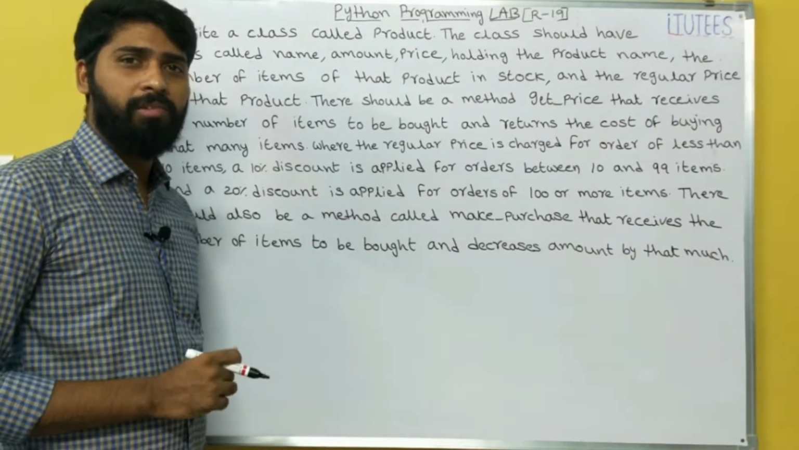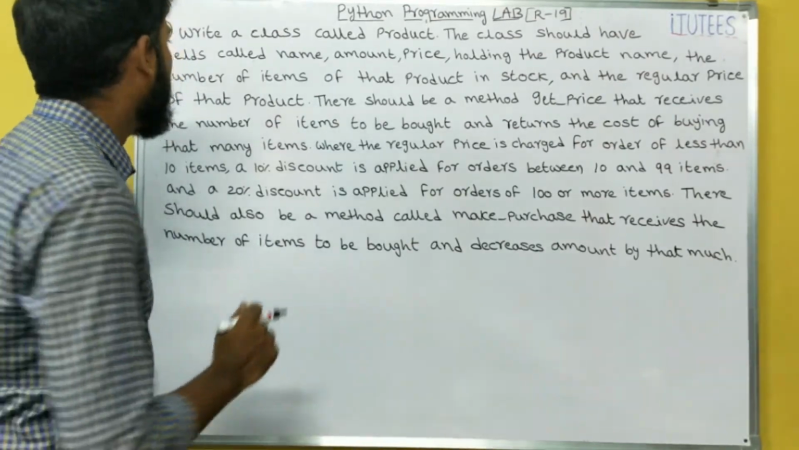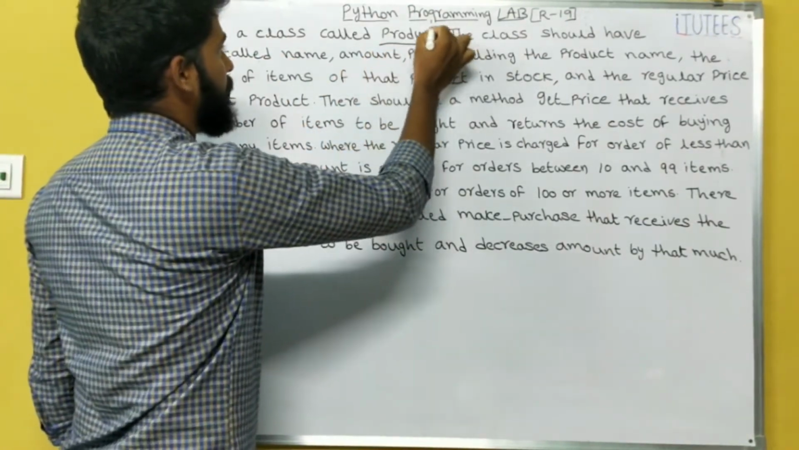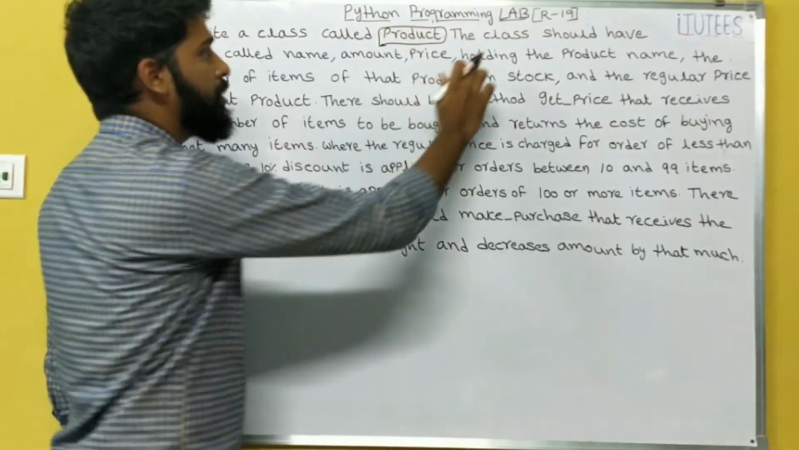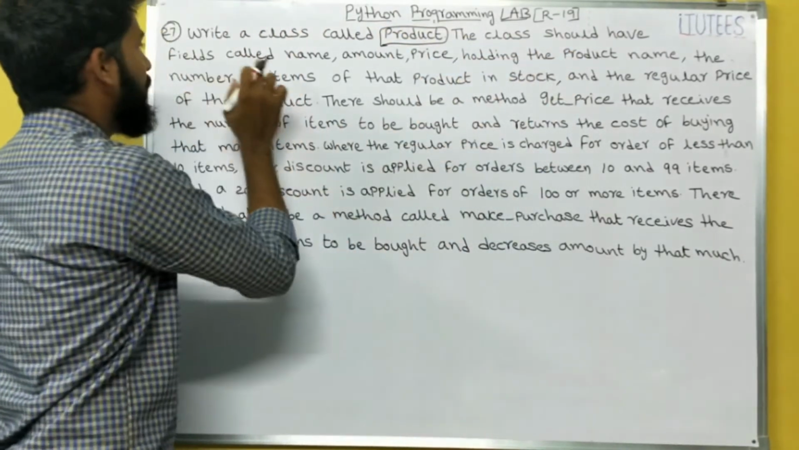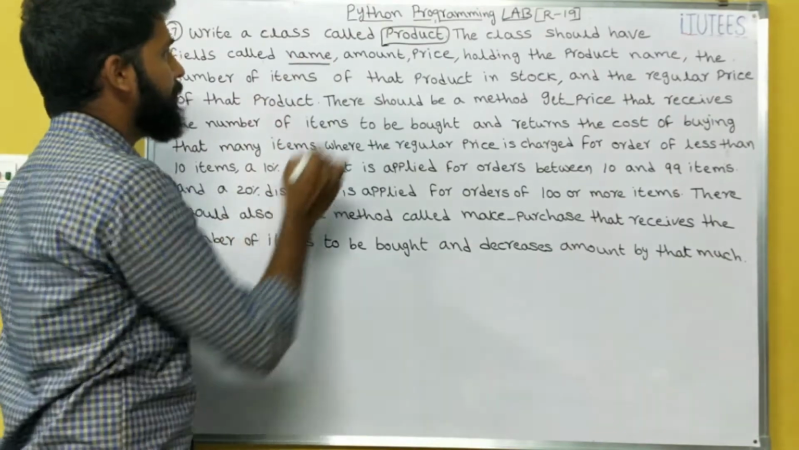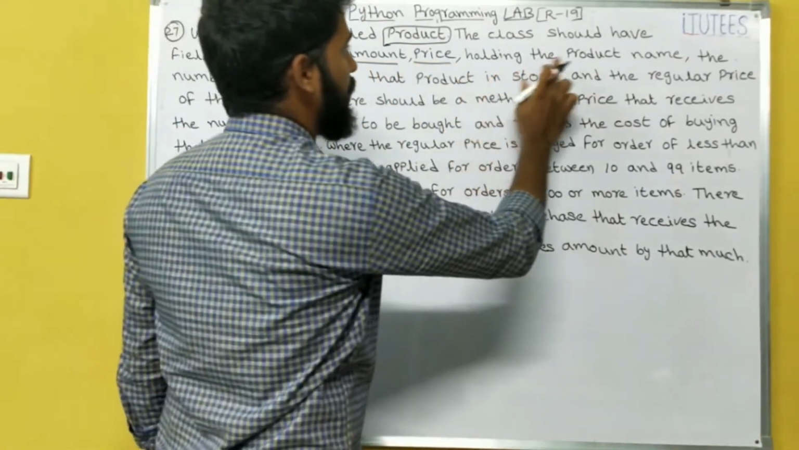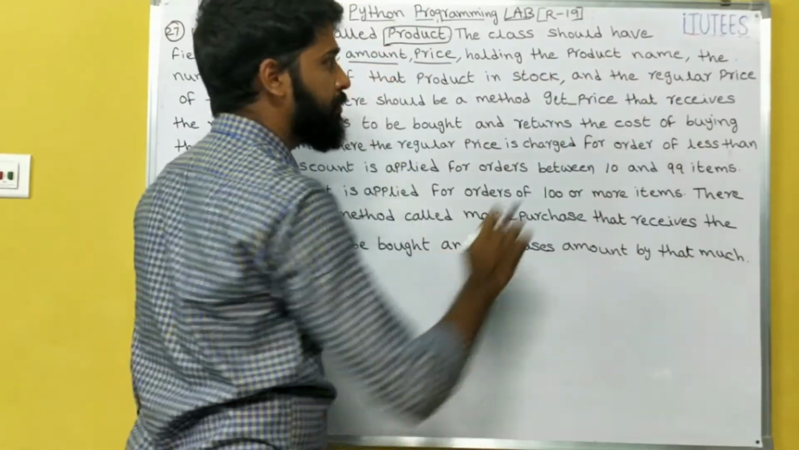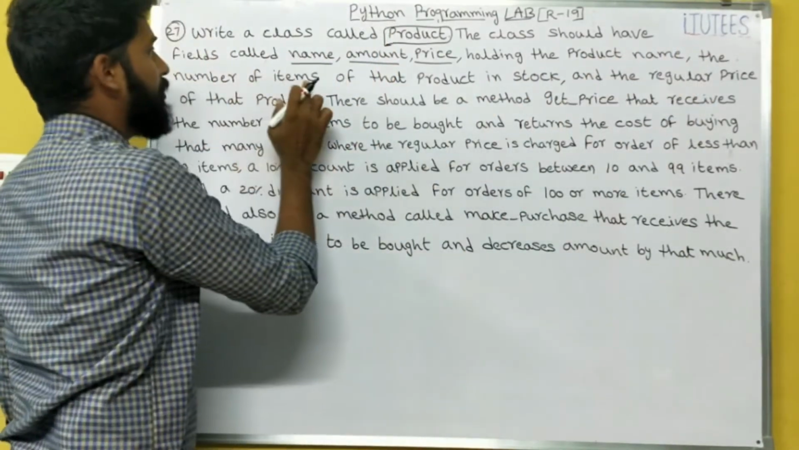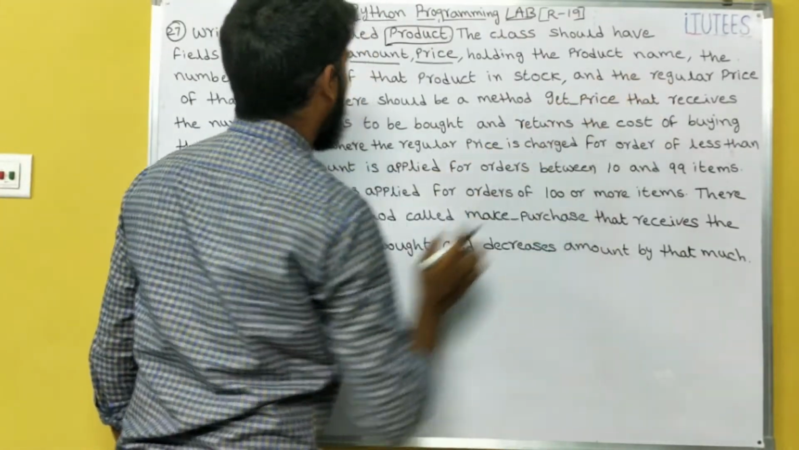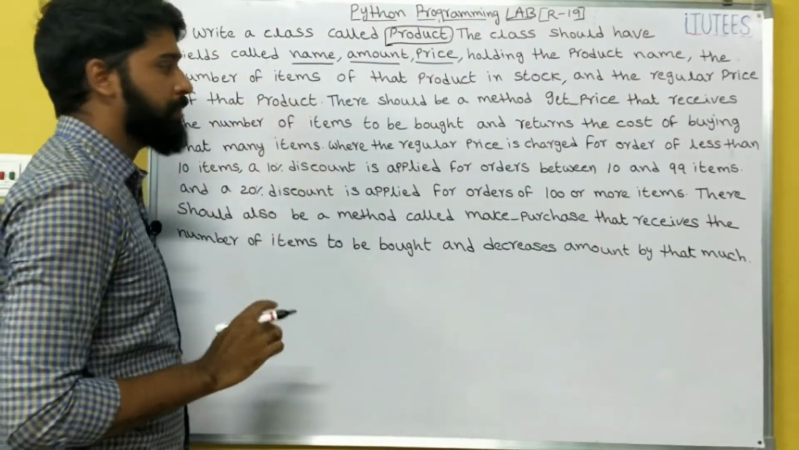Now we are going to solve one Python program. So write a class called product. The class should have fields called name, amount, price, holding the product name, the number of items of the product in stock, and the regular price of the product.